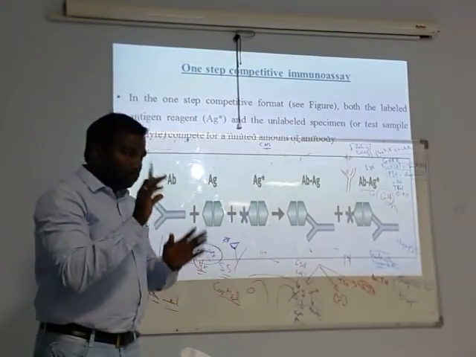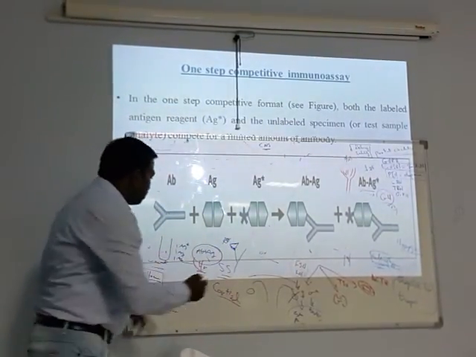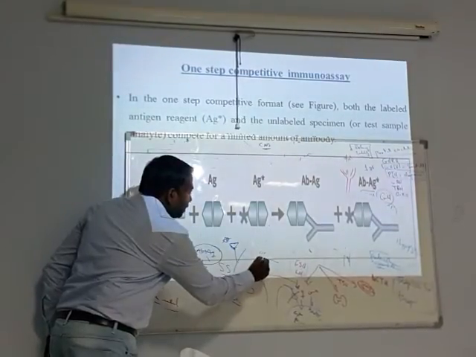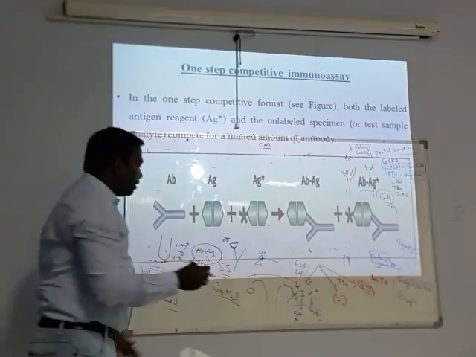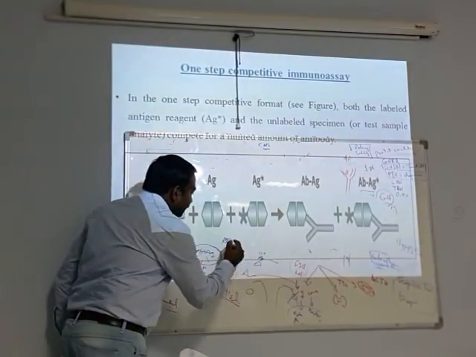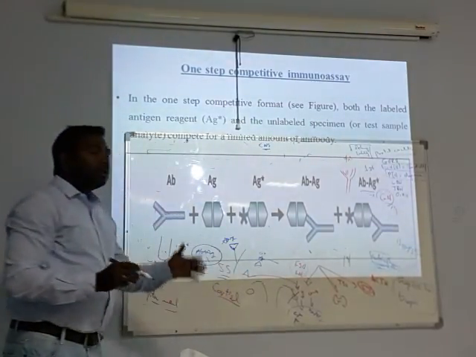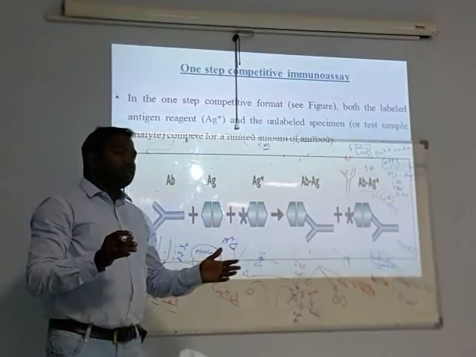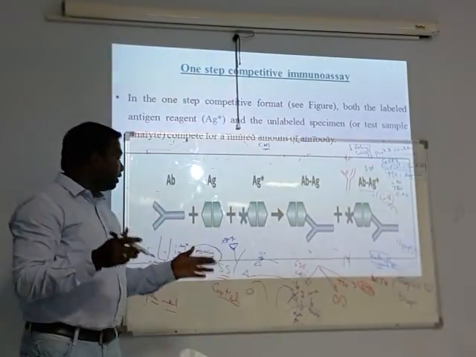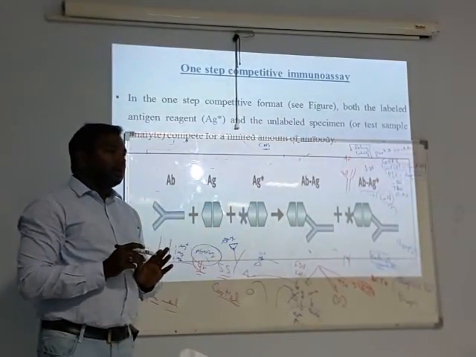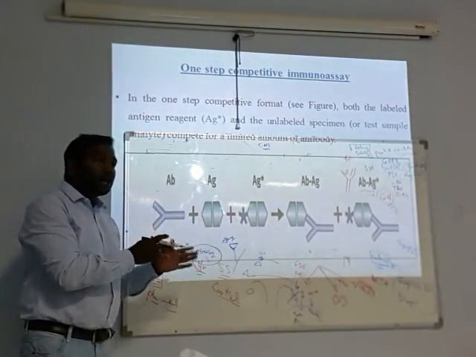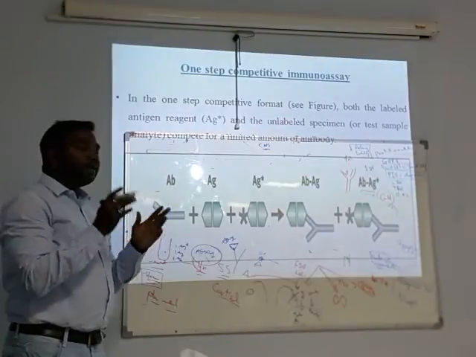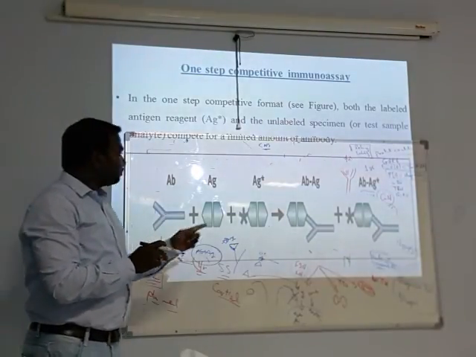So labeled antigen will be remaining. If labeled antigen attaches here, it means negative, because there is no specific antibody for our sample antigen. So that is one step. Either labeled antigen or unlabeled antigen will be attached to the antibody.